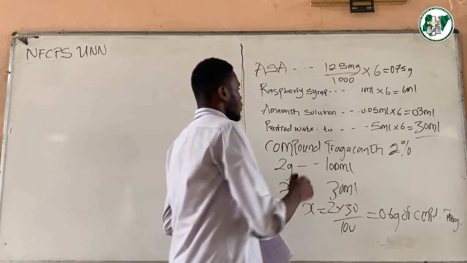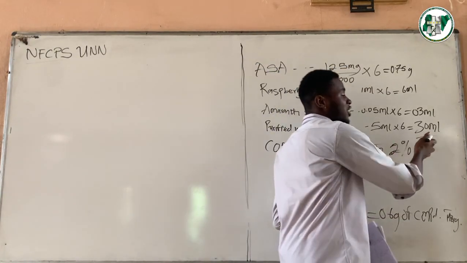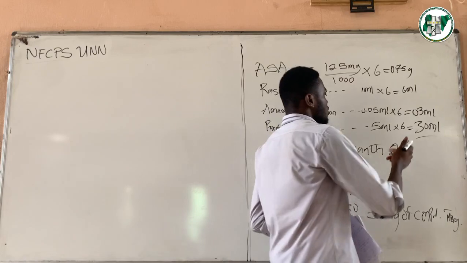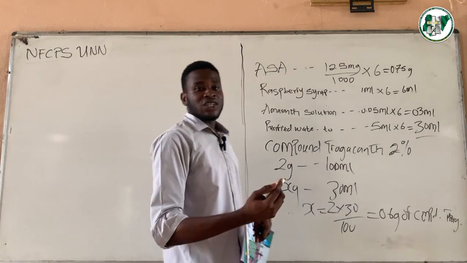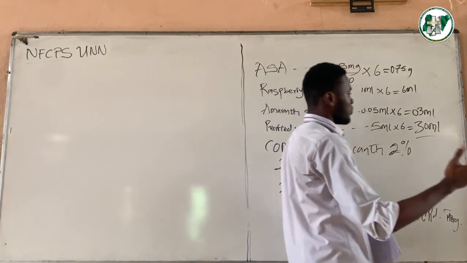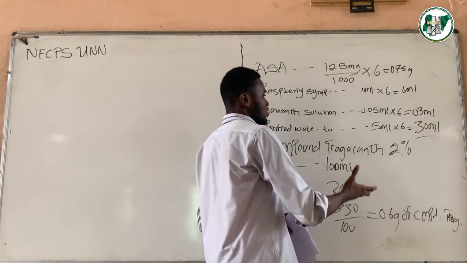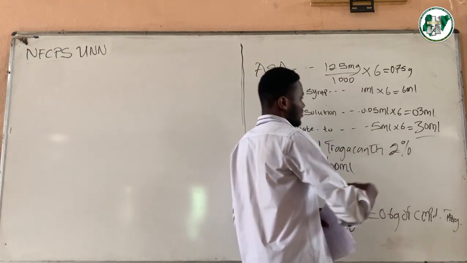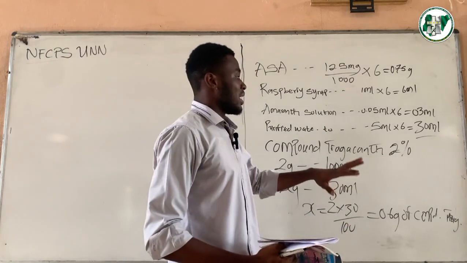Then you use water to make it up to the 30 ml. Remember that this 30 ml, you've already marked on your dispensing bottle. So you use purified water to make it up to 30 ml in order to have your product. Then what you write at the end of your procedure is that 30 ml of the suspension was prepared, properly labeled and dispensed.